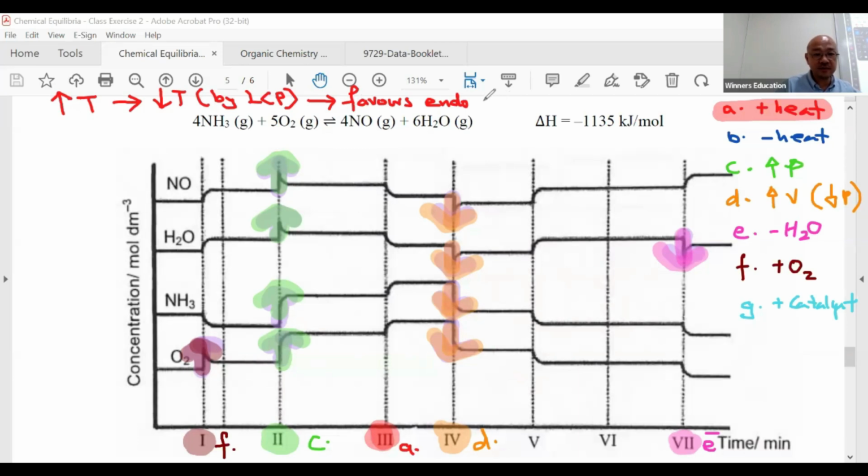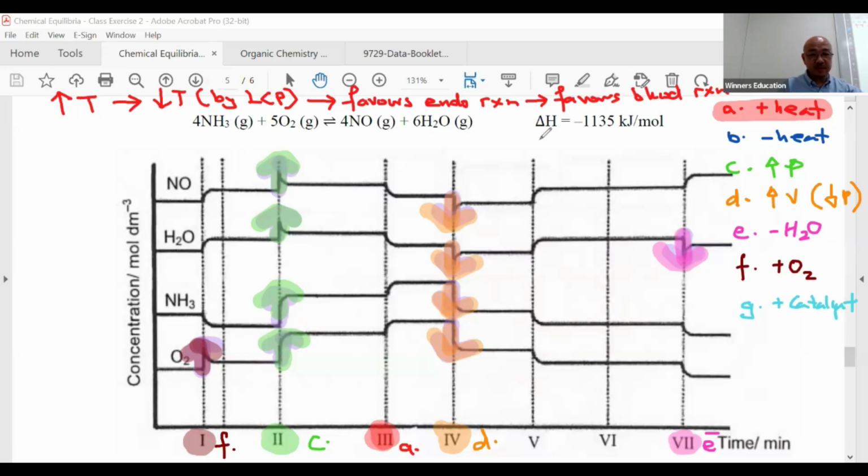All right. It favors endo reaction. Now, based on the delta H given to us, forward is exo. Make sense? It's always written in the forward direction. So, therefore, reverse is endo. So, by increasing temperature, it will favor the backward reaction. Right? Make sense?